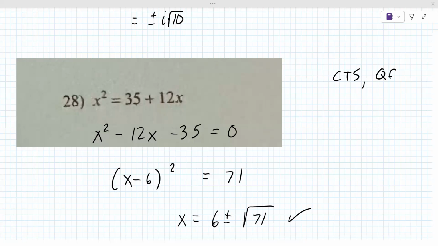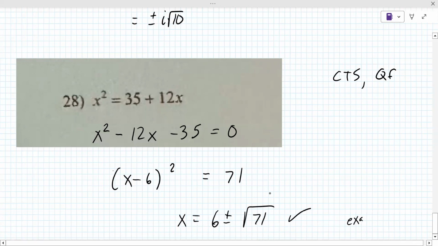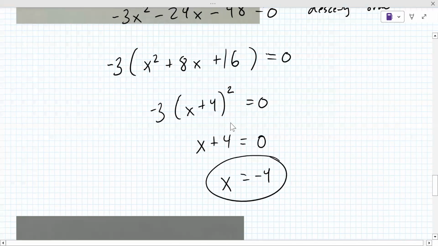Oh, and then it says it wants the simplified answer too. So this is the simplified answer. 71 is prime. There's no reducing it. Oh, it says all answers should be exact and simplified. Oh, that doesn't mean I have to give a decimal. That just means it has to be exact. This is exact. If it could be simplified, I would tell you. Like we've been doing all along.